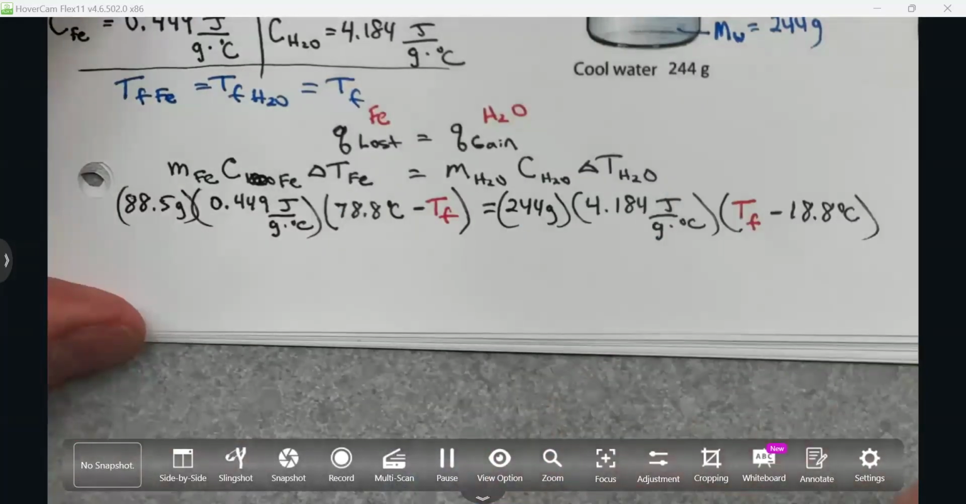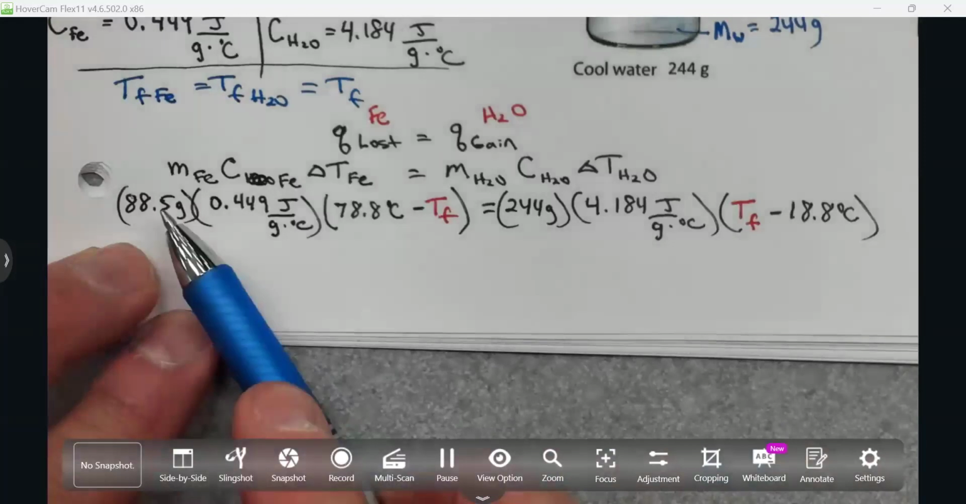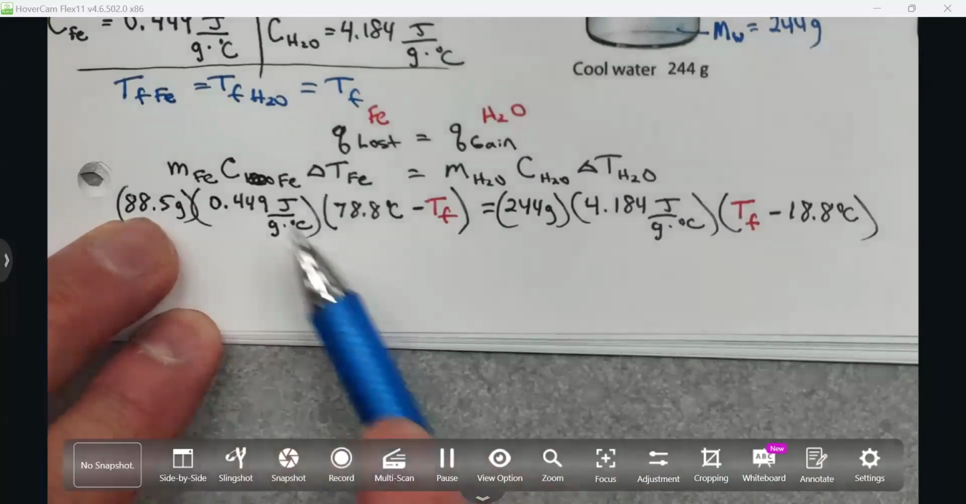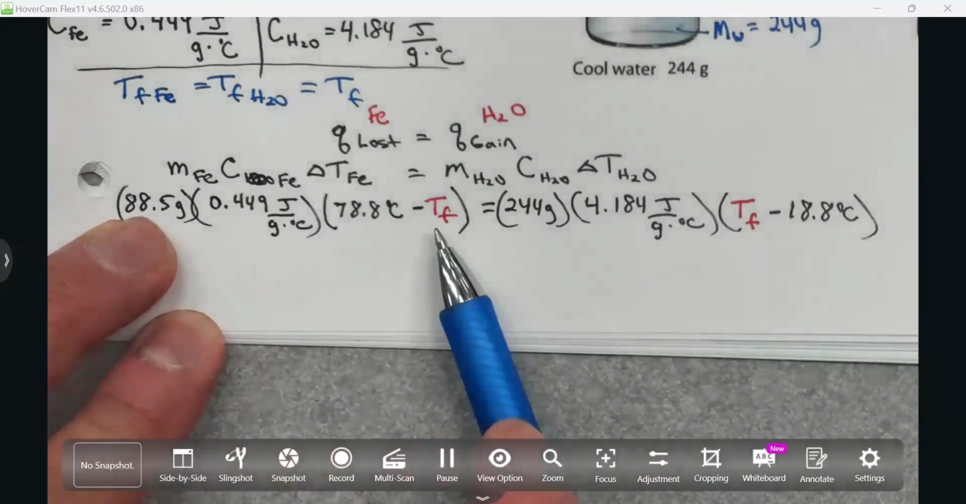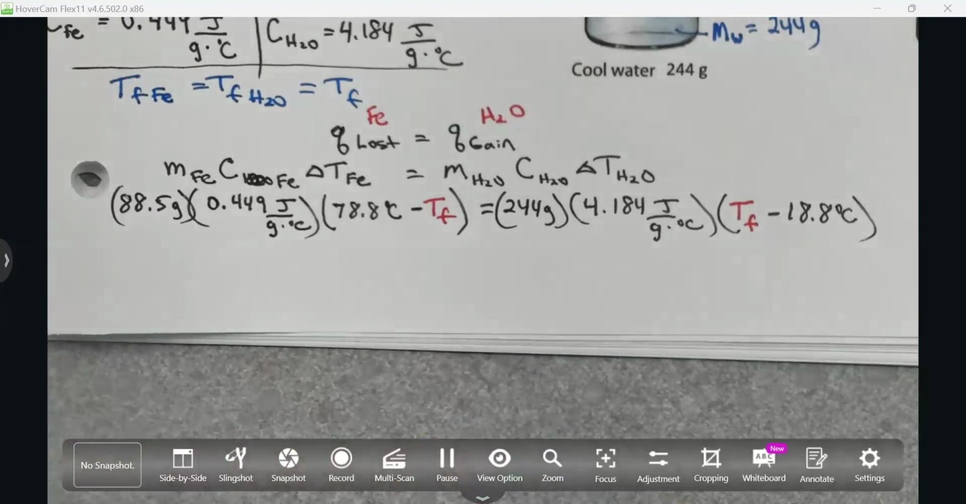Okay, so we've got to go this times this, and then we've got to distribute this through, correct? We're just down to algebra now, correct? Just move on, or should we finish this? Let's get this thing done. Okay. So 88.5 times 0.449.